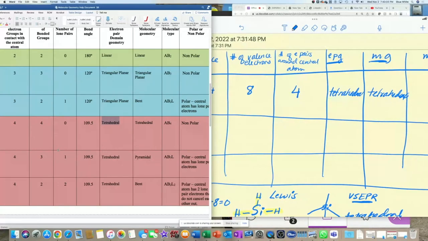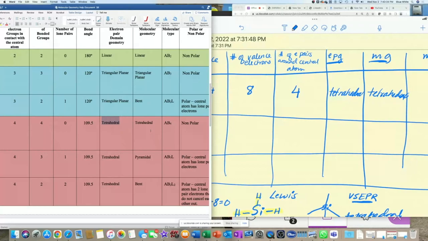But regardless of what type of groups you have, if you have four groups around the central atom, the name given to the arrangement of those four groups is tetrahedral each time. So the electron pair geometry name is constant as long as you have the same number of groups. The molecular geometry name changes if those groups are switched from bonded groups to lone pair groups.